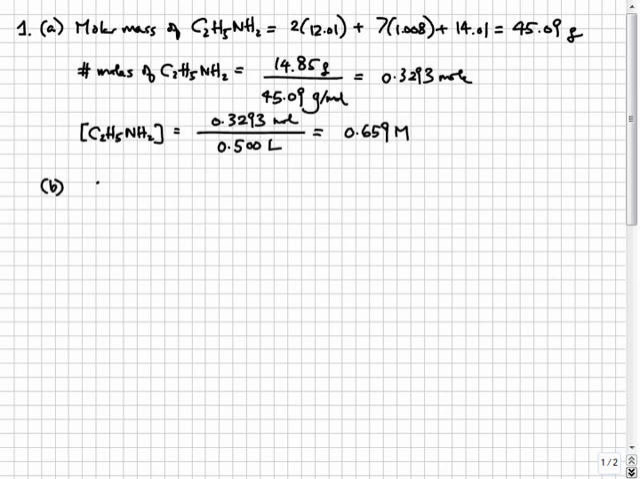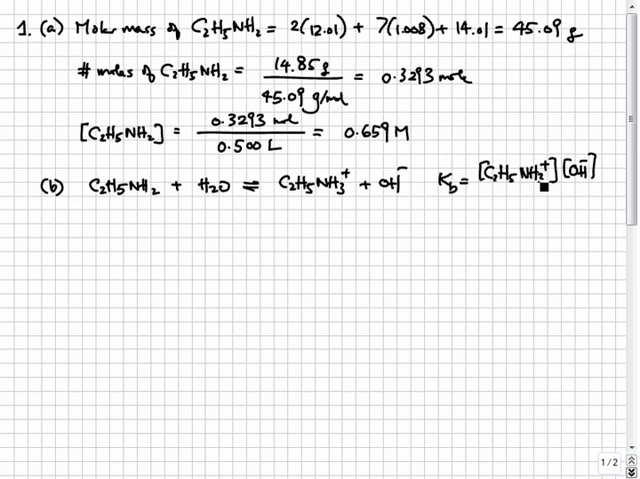B. The chemical equation is given. The equilibrium constant Kb is the C2H5NH3+ concentration times the OH- concentration divided by the C2H5NH2 concentration. Water does not enter the Kb expression because it is practically a pure liquid.